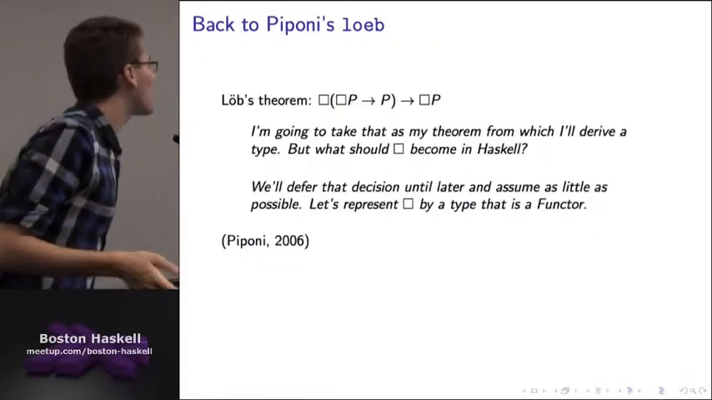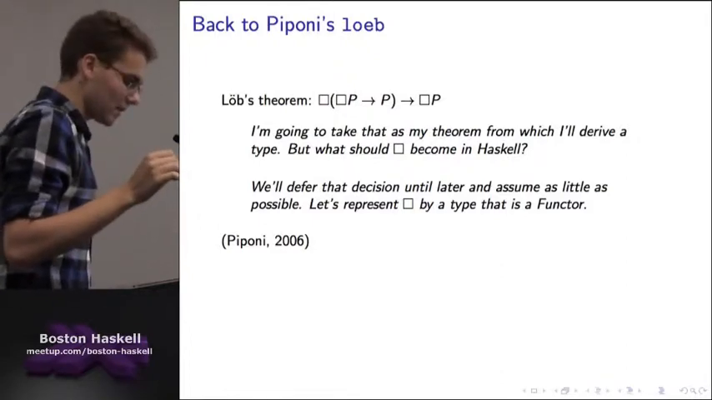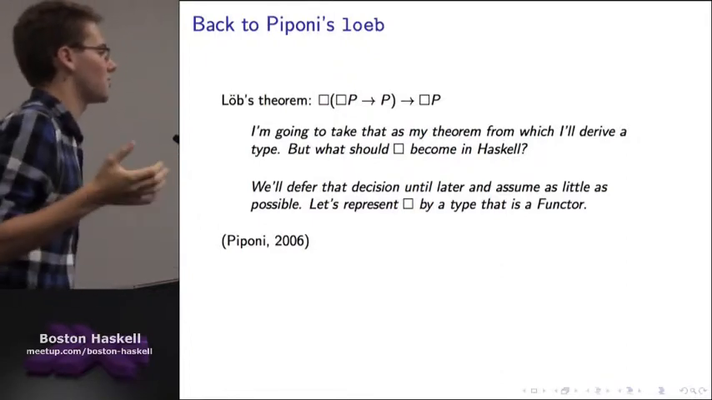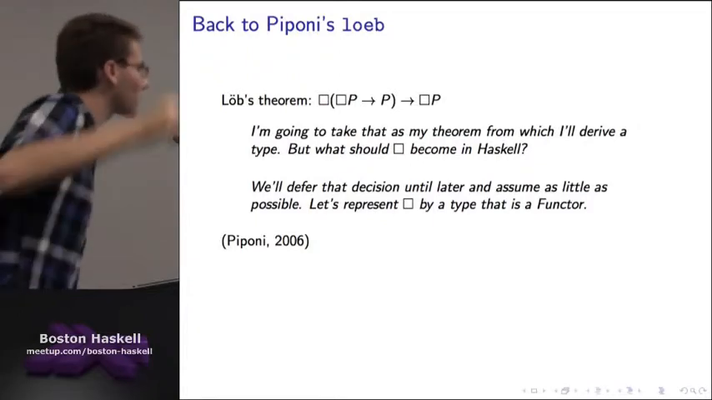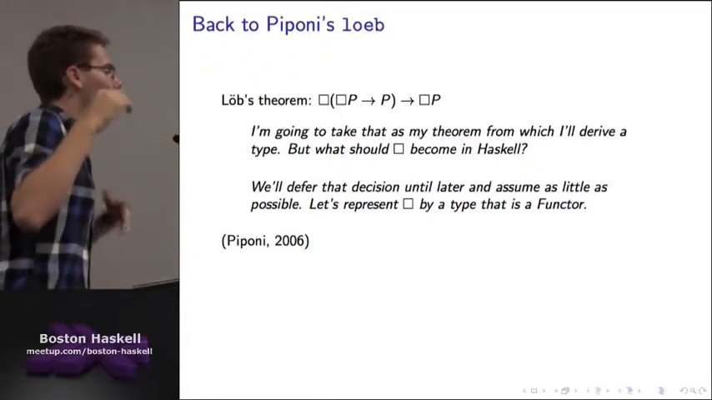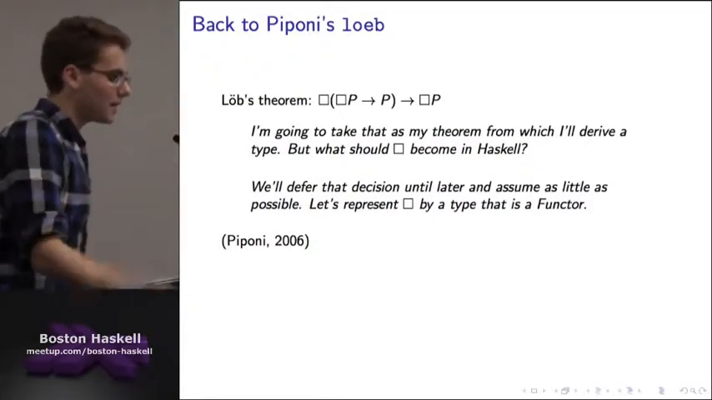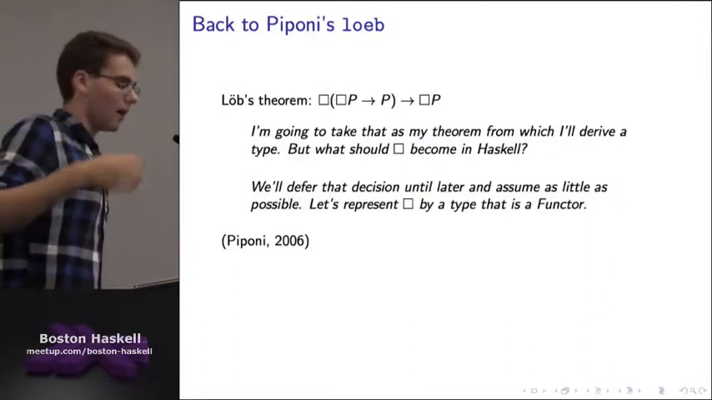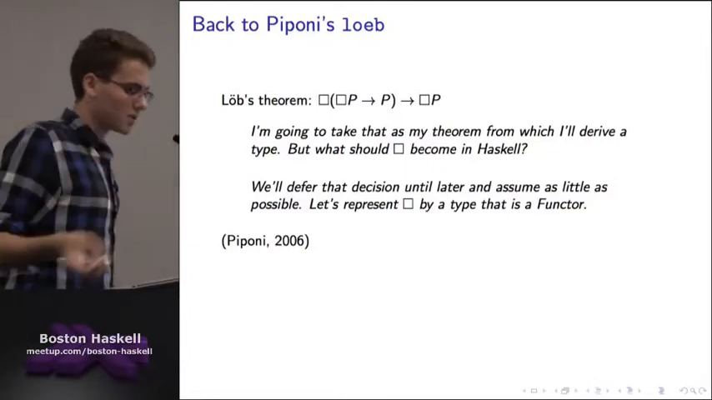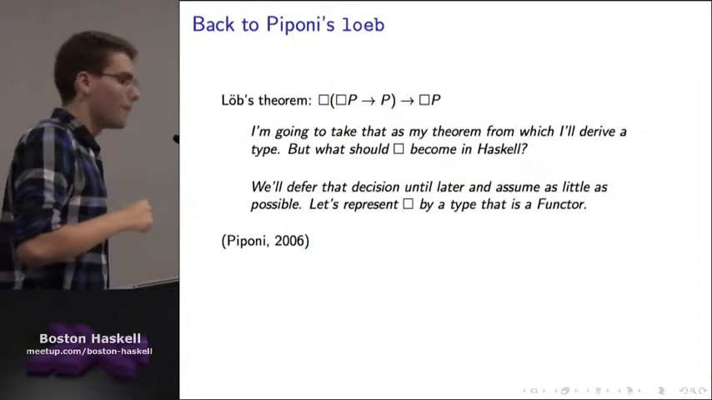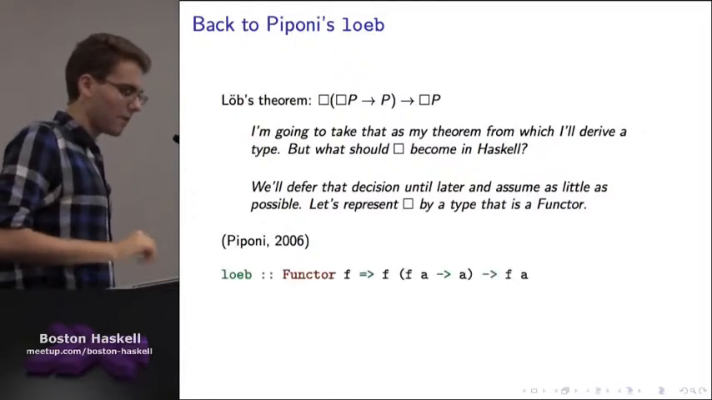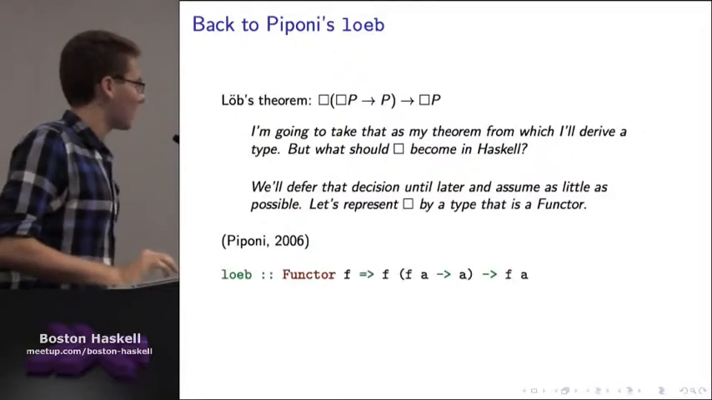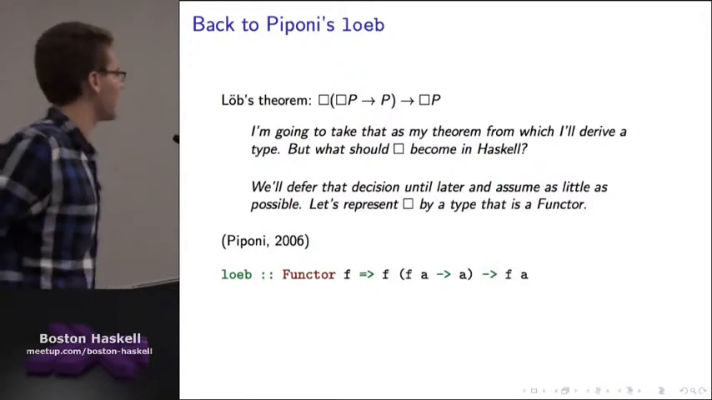So back to Piponi's Löb function, because this is really what this is all about: computations that are sort of shaped like this function. Where he gets this function from is he takes this theorem from modal logic, which looks like this, and he says, well, what's box? Well, let's let box be a functor, and see whether we can actually define a function that has that type signature.